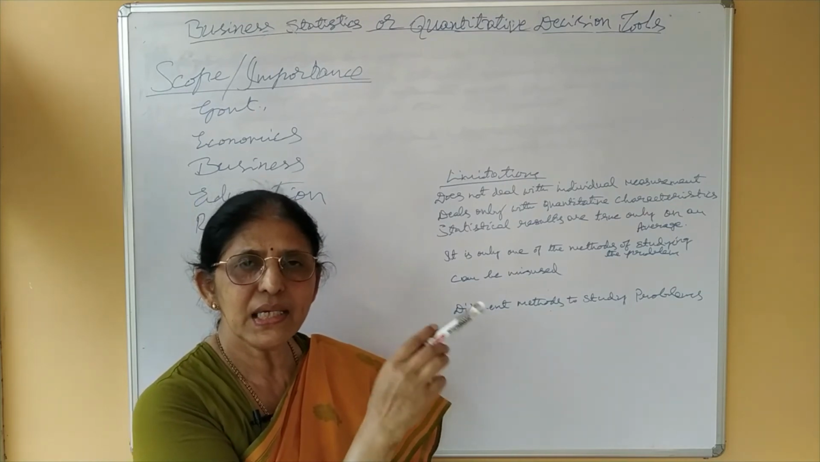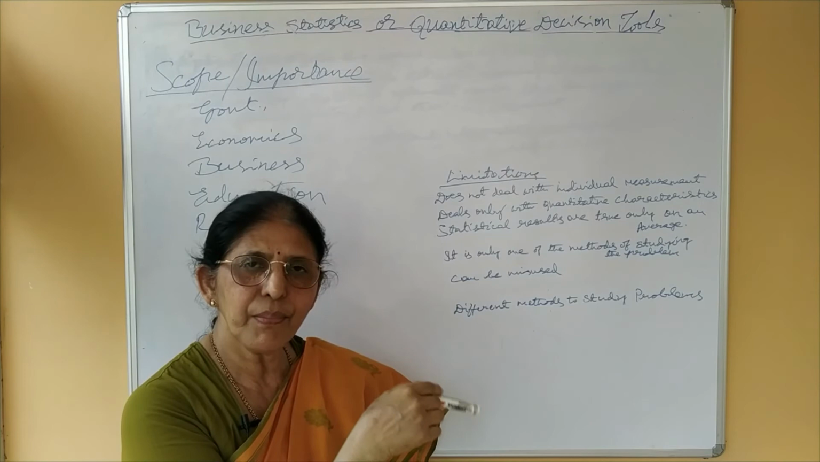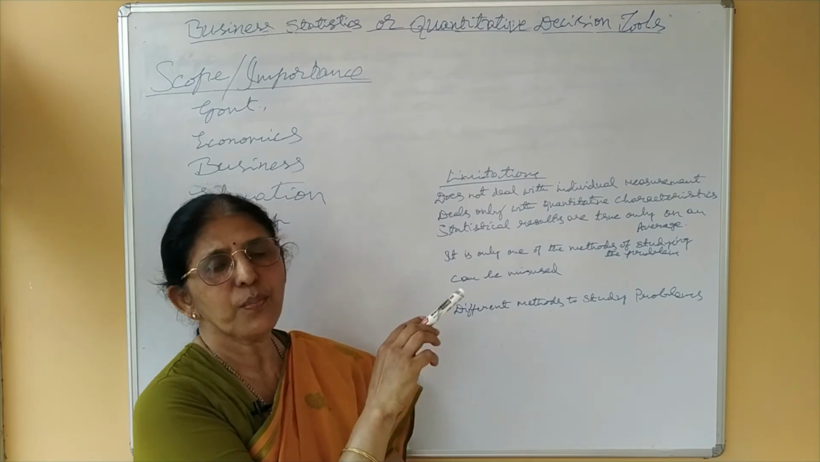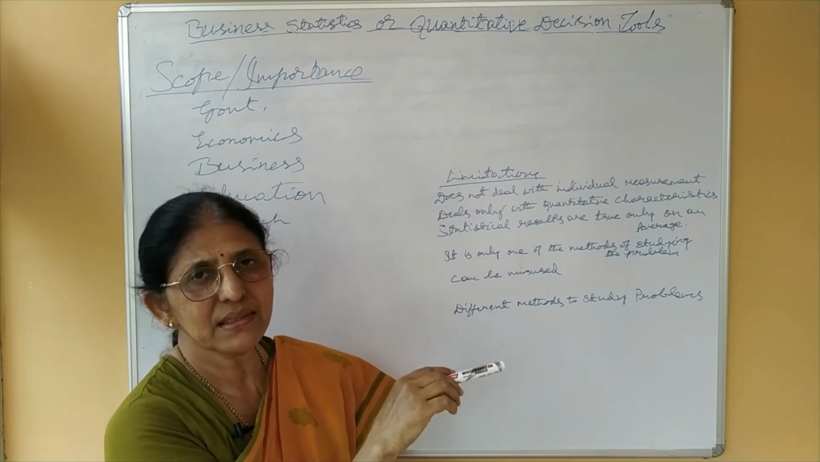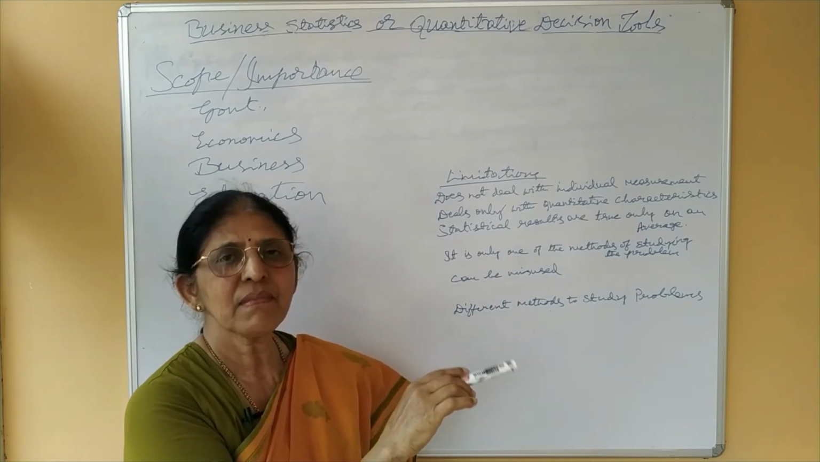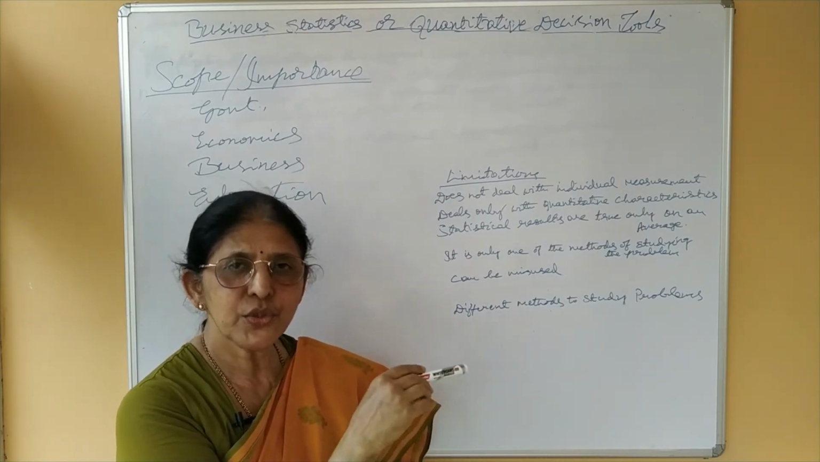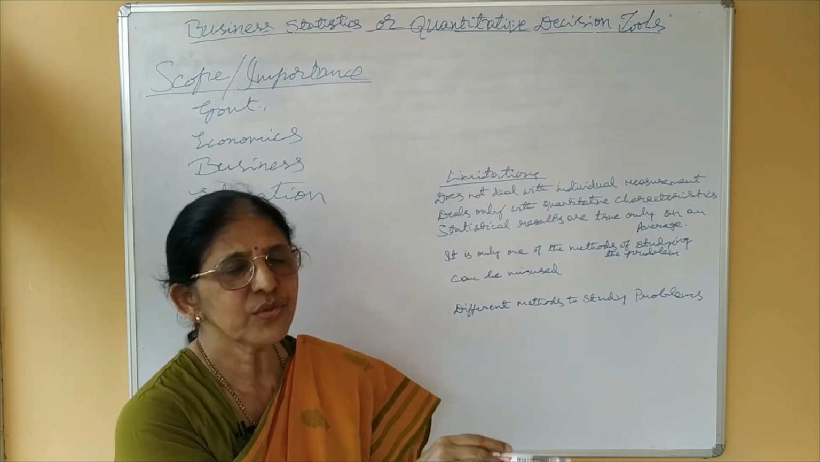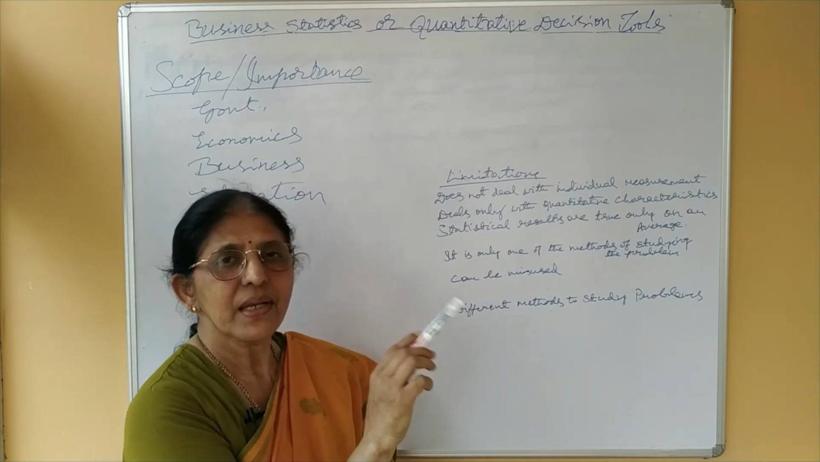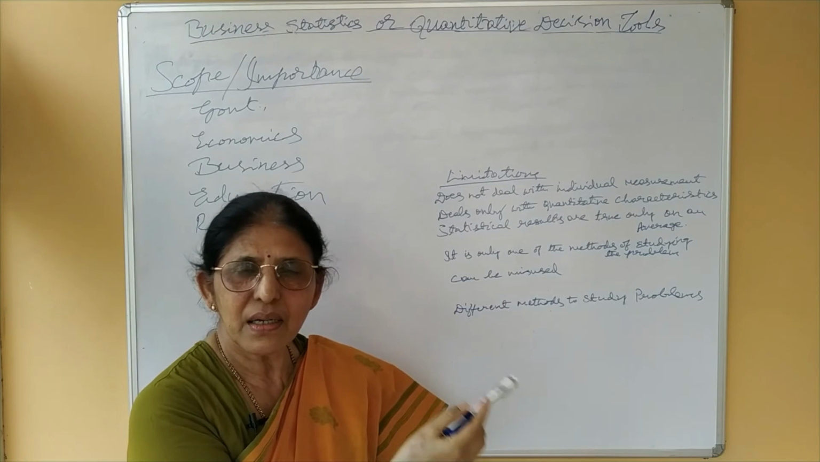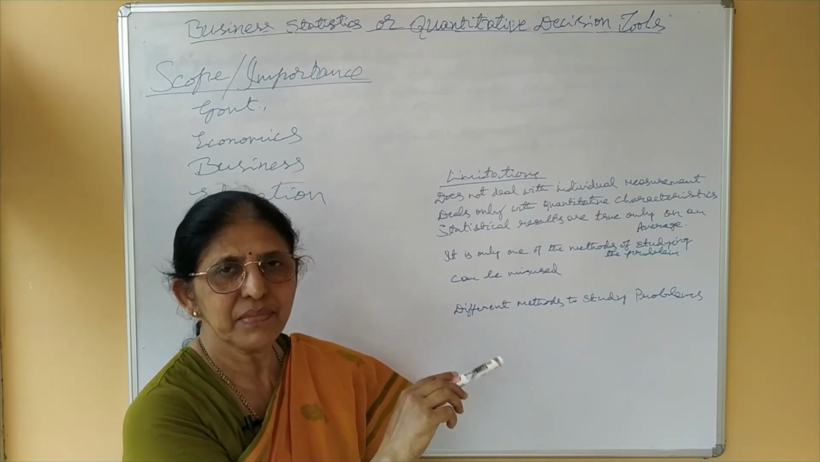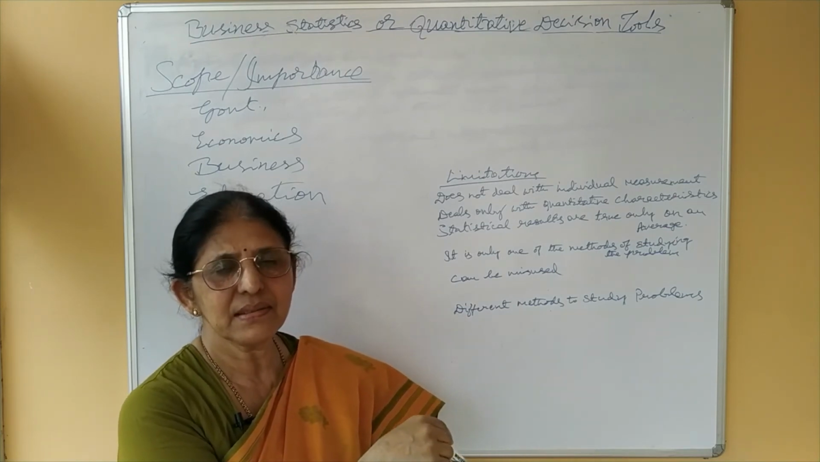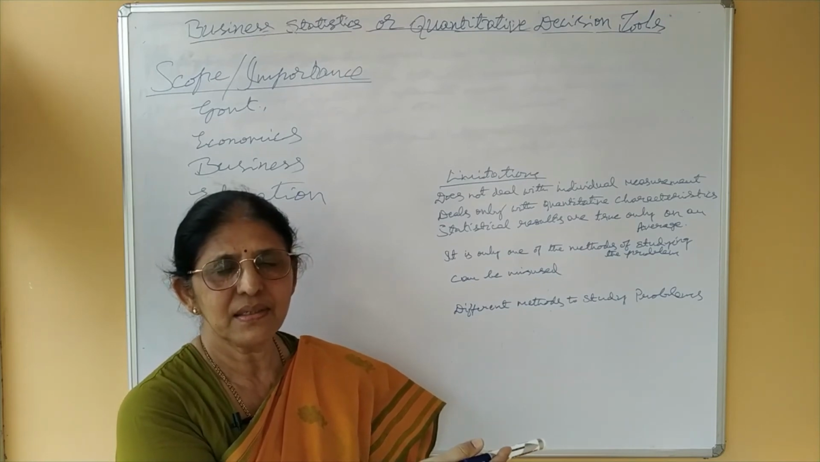That means qualitative characteristics, which are also equally important in decision making, lie outside the scope of this subject, business statistics. Of course, some of the qualitative characteristics may also be considered provided some numerical data are assigned to them. That means when they are expressed in numbers, then they can be considered. What are the qualitative characteristics? For example, intelligence, beauty, honesty, like those.